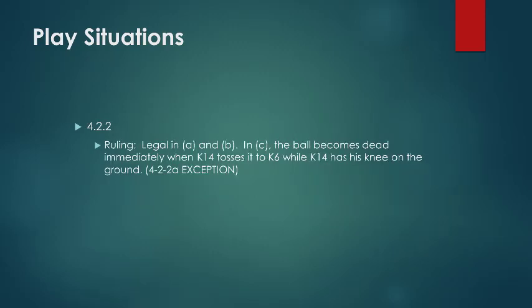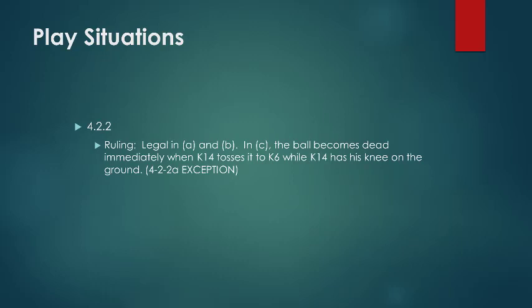The ruling for this play is that it is legal in A and B. And in C, the ball will become dead immediately when K14 tosses it to K6 while K14 has his knee on the ground. And this is listed at 4.2.2.A exception. So in other levels of play, the holder can flip the ball to the kicker or anyone else with their knee still on the ground.